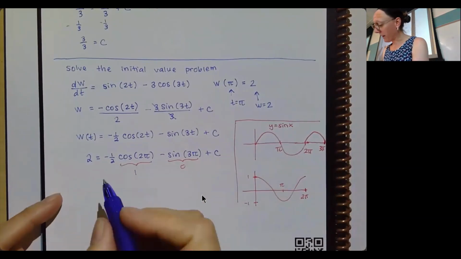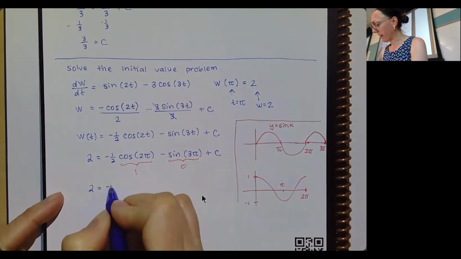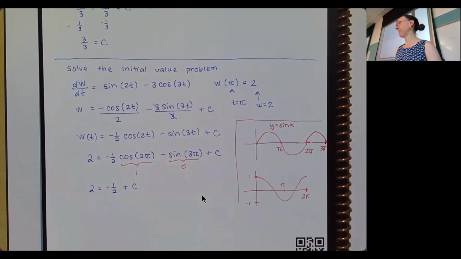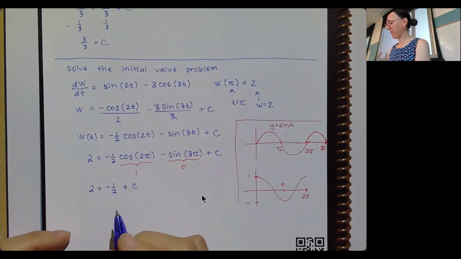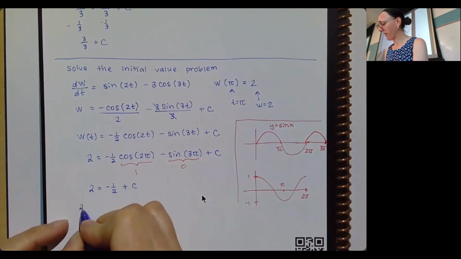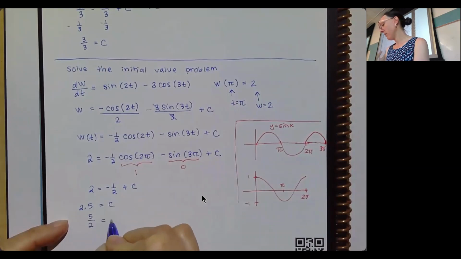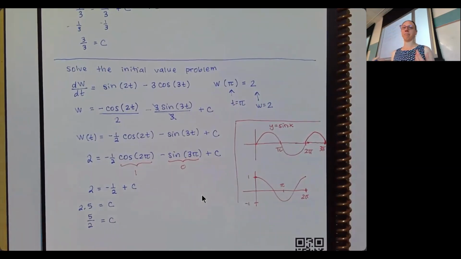So after we do that, I'm looking at 2 is equal to -1/2 plus c. And then you have options on how to deal with that. If I add 1/2 to both sides, I could either think about that as a 2.5, or I could think about that as 5/2. Both of those are totally fine. I tend to prefer fractions over decimals, but not a big deal if decimals are better for you.